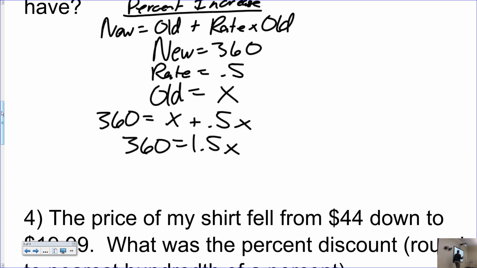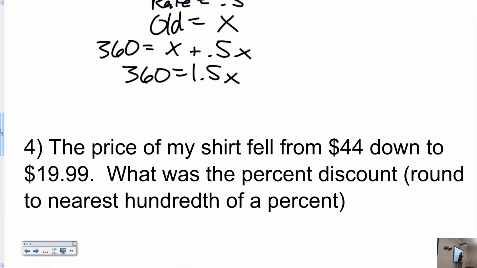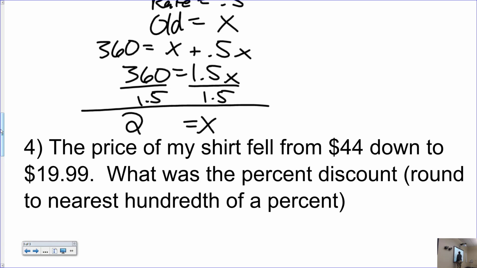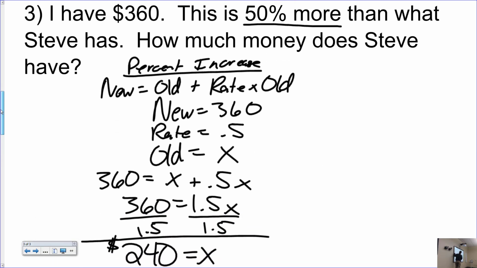What are we going to do to get x by itself? Divide by the 1.5. And here's how you get smaller numbers without subtracting, folks. Dividing by a number that's more than 1. All right? And so what is our ultimate answer? And does that make sense? Because what's half of 240? 120. What's 240 plus 120? 360. Okay? When the numbers are easy, it is also easy to check.